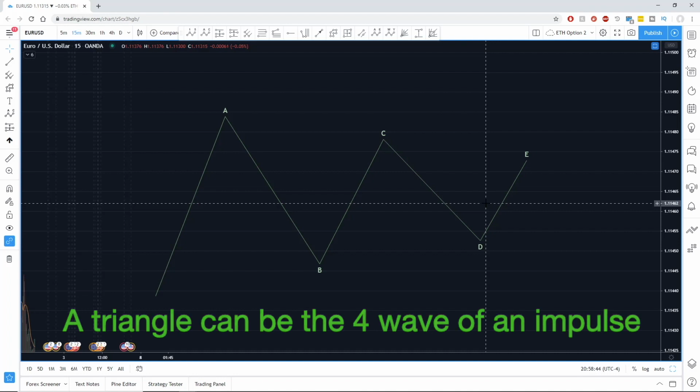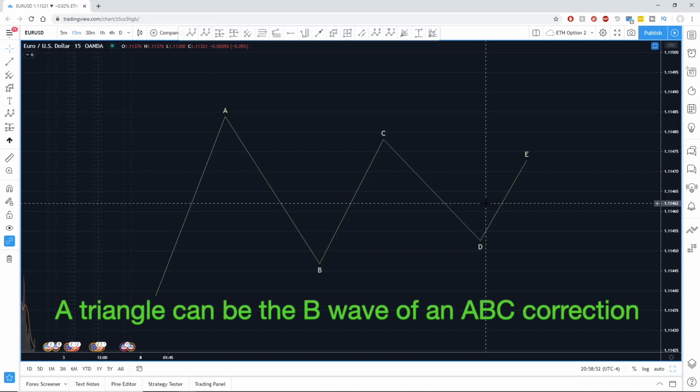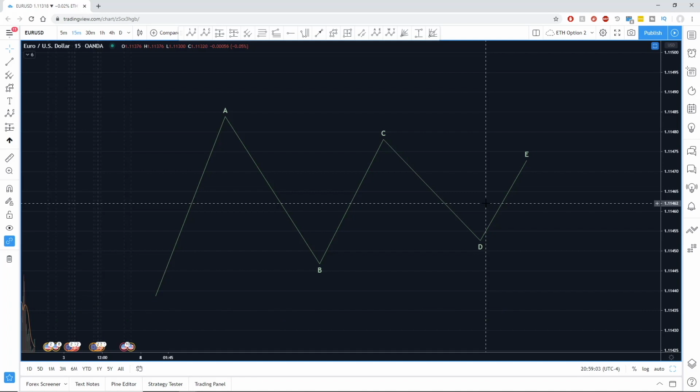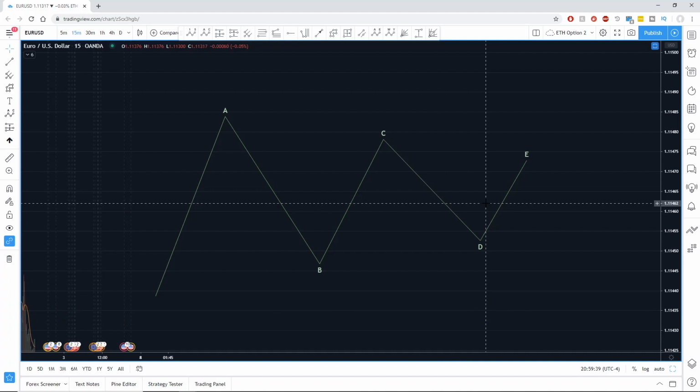On a similar note, in an ABC, the C wave is the final actionary wave. So if we go prior to the C wave, that means that a triangle can be the B wave in an ABC correction. Next up, if we have a WXY, where it's a double zigzag, or a triple zigzag as a WXYXZ, a triangle can be the final X wave in either of those patterns. We haven't dove into combinations just yet, but the X wave of combinations, which as I was hinting at earlier, are basically just double or triple flats, the final X wave in those combinations can also be a triangle.